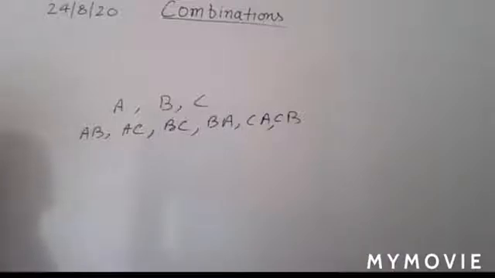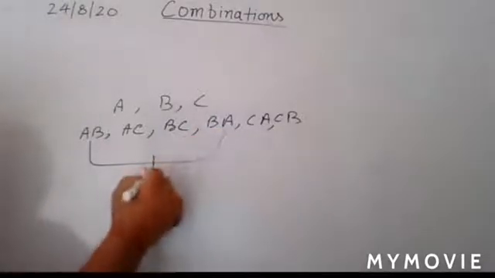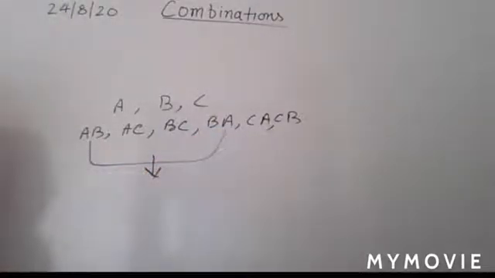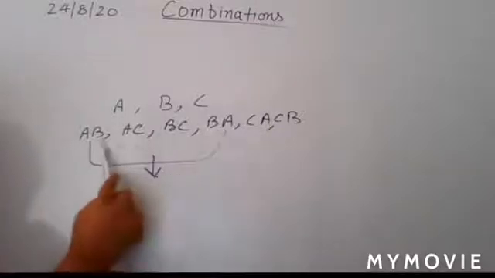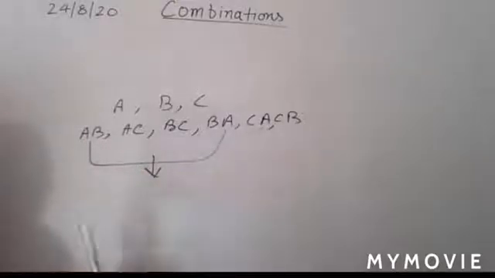But in case of combination, AB and BA have the same meaning. These two are the same combination. Here you select only two objects, like AB. AC and CA are the same thing. BC and CB are the same thing. That is the difference between permutation and combination.